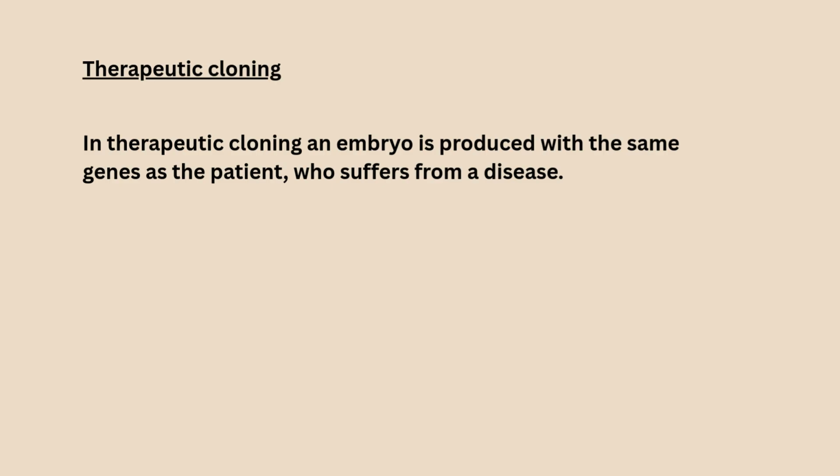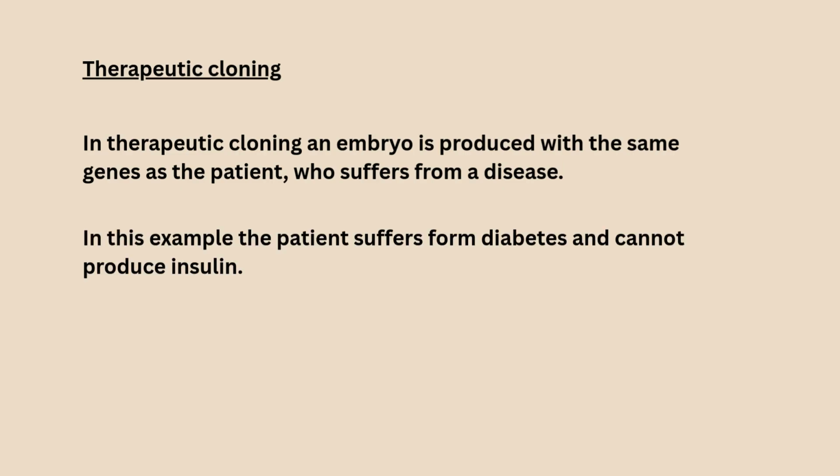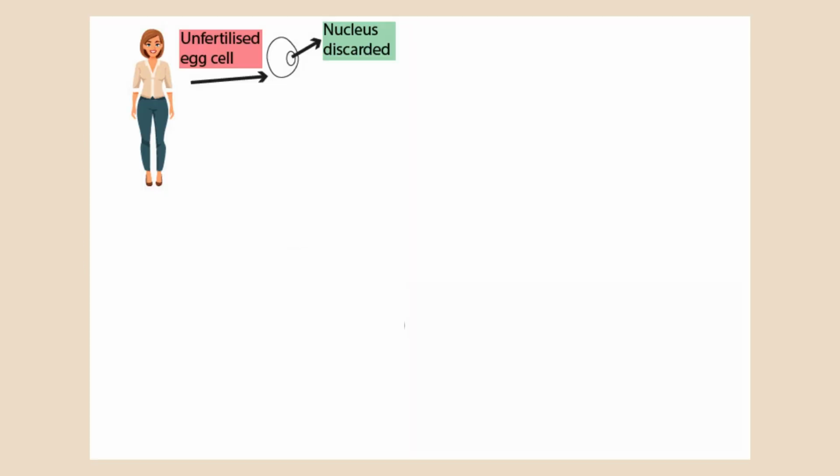In therapeutic cloning, an embryo is produced with the same genes as the patient who suffers from a disease. So in this example, the patient suffers from diabetes and cannot produce insulin, and we're going to use therapeutic cloning to show how the patient can be treated. The woman on the left will supply an unfertilized egg cell. The nucleus is discarded, leaving an enucleated egg cell.